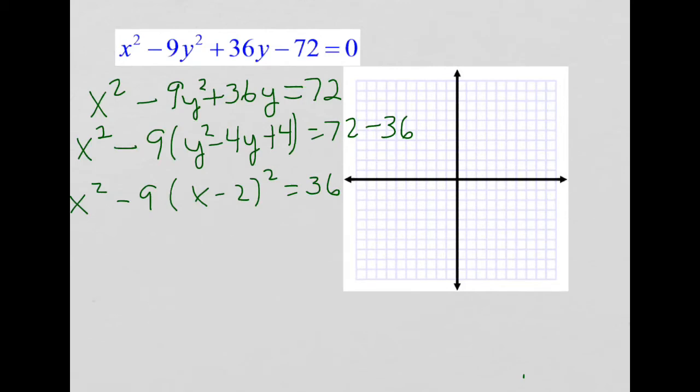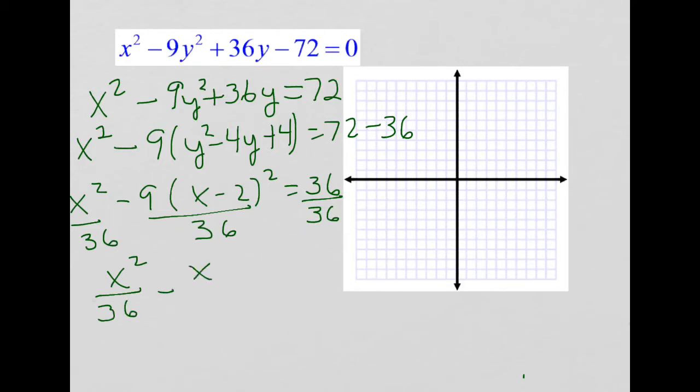Well, we know all hyperbola equations equal 1. So that means I need to divide everything by 36. So that's x squared over 36 minus y minus 2 squared over 4 equals 1. There's my equation, and now I'm going to pull out the center, the vertices, the foci, and the asymptote.